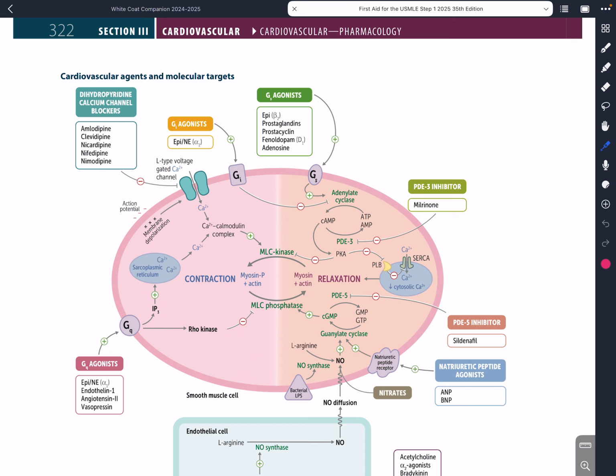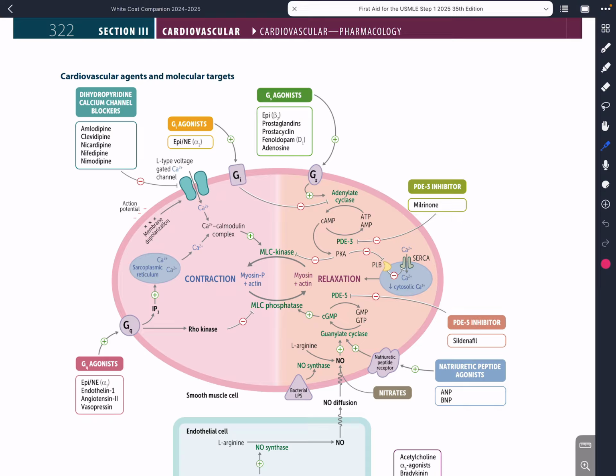What are phosphodiesterase 3 inhibitors? The only drug in this class is milrinone, which inhibits phosphodiesterase 3, eventually stopping cAMP conversion to AMP. Then next is the phosphodiesterase 5 inhibitor, which is sildenafil. Just remember that S for sildenafil, S looks like 5. So 5, phosphodiesterase 5 inhibitor.